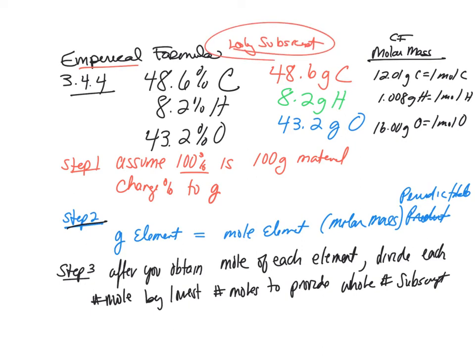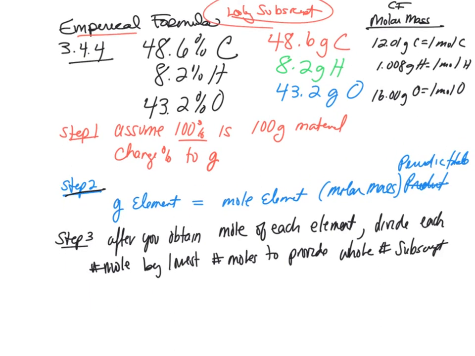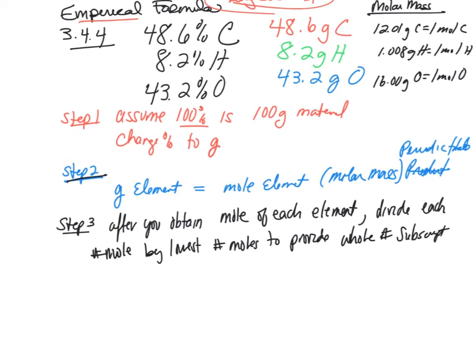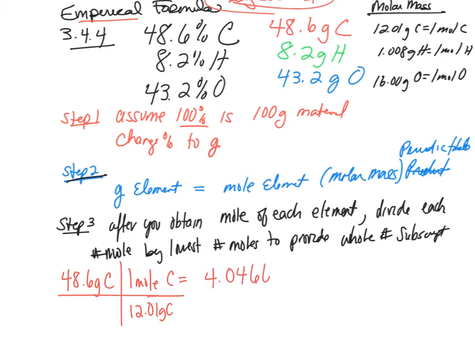All right, so let's do it. So the first one, we take 48.6 grams of carbon, and for 12.01 grams of carbon, we have 1 mole of carbon. And so if I take 48.6 divided by 12.01, I get 4.0466 mole. Do not round on this because it'll make a difference.